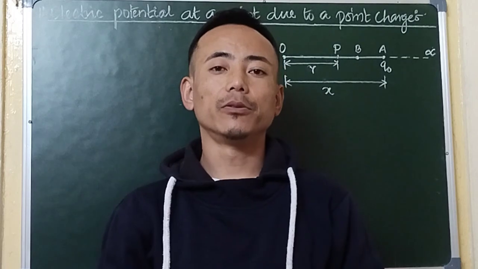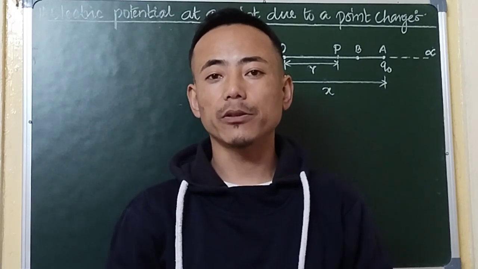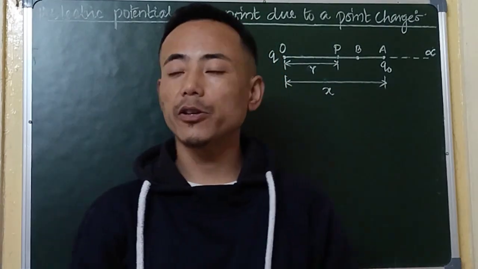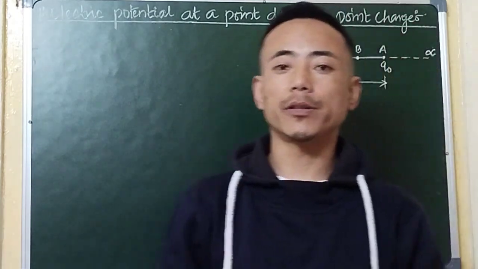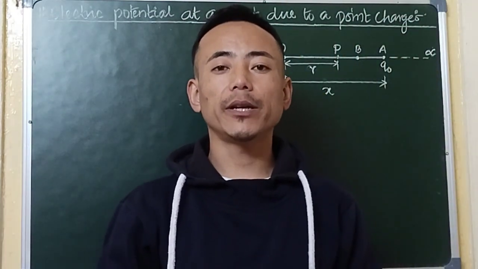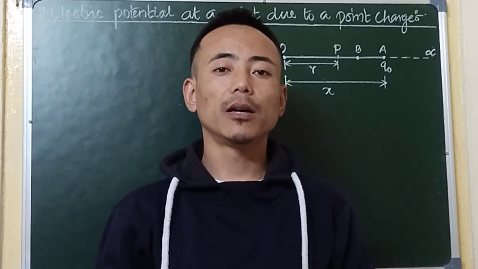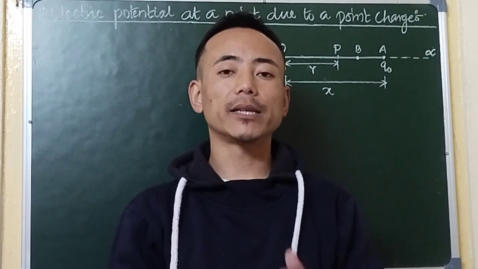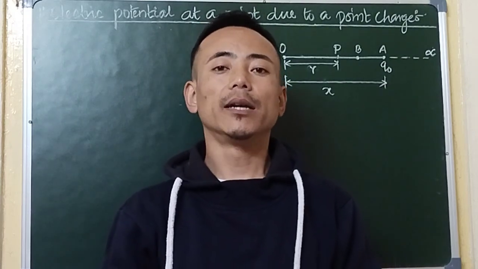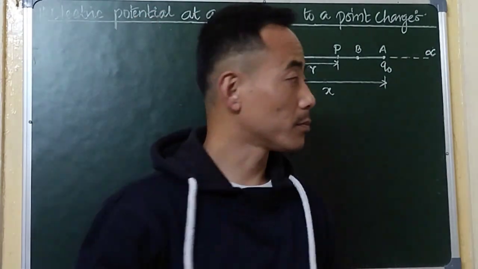So today in this video we'll be doing a short derivation, and the topic for this derivation is electric potential at a point due to a point charge. So here we will be obtaining the expression for the electric potential. Alright, so let's first understand the diagram. I'll explain the diagram and then we'll do the derivation. So let's start the video.